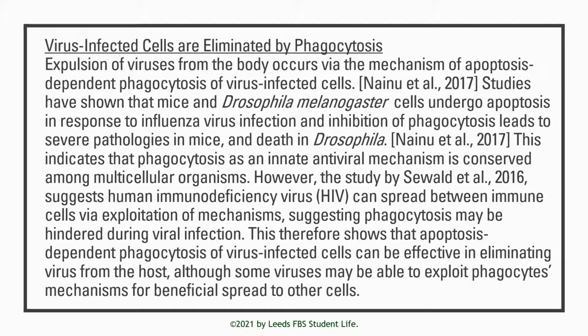And then I've talked about studies and how they relate to each other, and talked about the positives of phagocytosis in limiting virus infected cells, but also critically analysing this as to why it may not be effective with some virus infections. And then at the end, I've just summarised this and linked it back to the question.